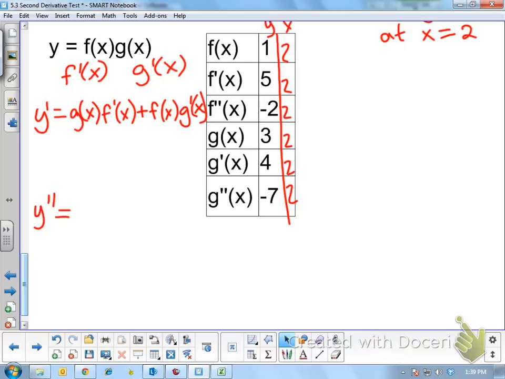So again, I'm going to have to do product rule with each piece. Derivative of g of x is g prime of x. Derivative of f prime of x is f double prime of x. Then I have to perform product rule. The next piece, and I also have to perform product rule. So I want you guys to find the second derivative of y. Finish the product rule.